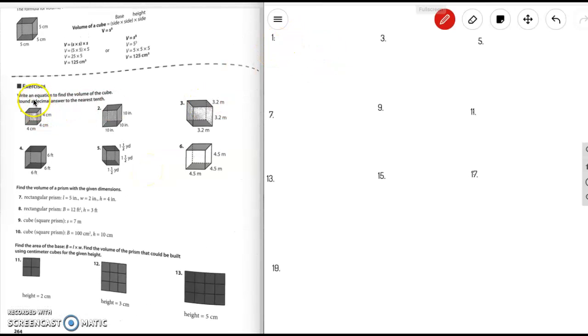So if you look at number 1, it says write an equation to find the volume of the cube and round the decimal answer to the nearest tenth. So we got volume equals side times side times side. So we got 4 times 4 times 4. Or of course, you can just write 4 cubed, right? So 4 times 4 times 4 is 64 centimeters cubed.